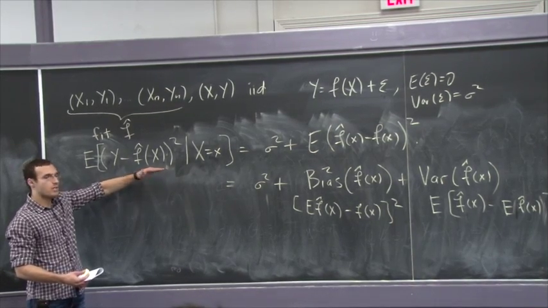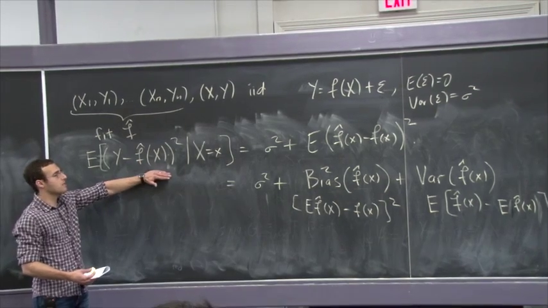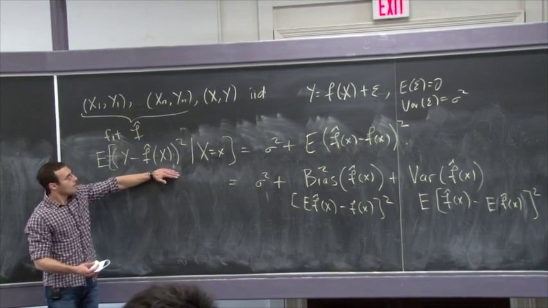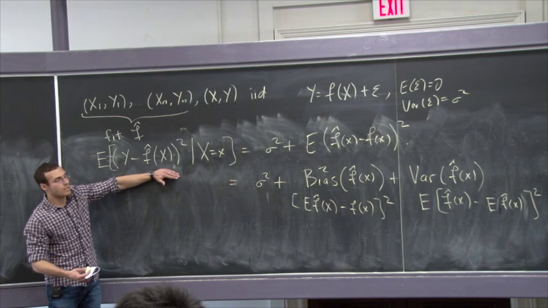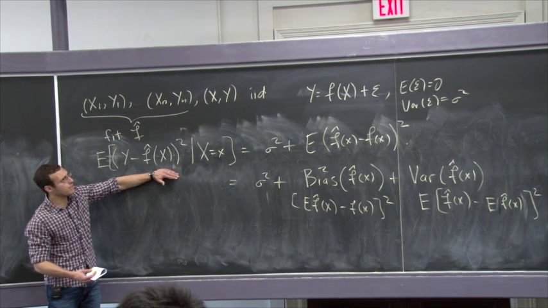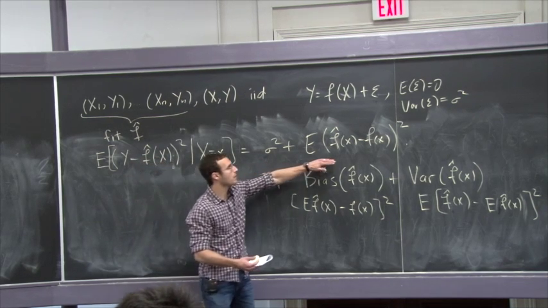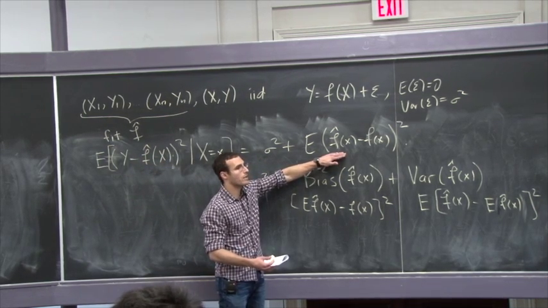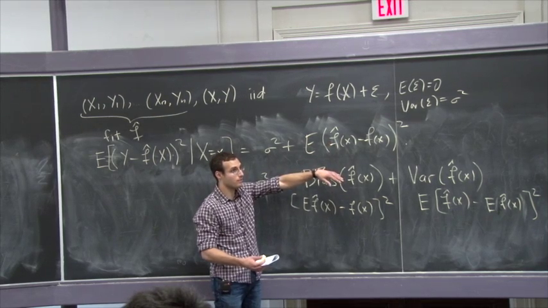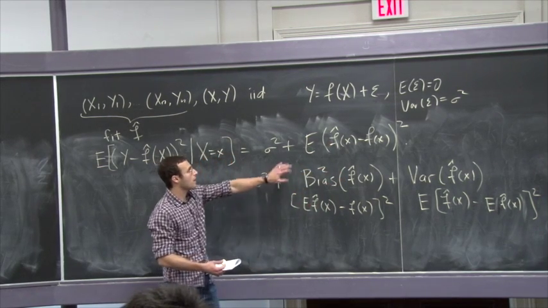I'll just say in words, and if you are unclear about what I'm saying, then try on a piece of paper after class. Add and subtract f of x from this expression and expand the square, and we get this from y minus f of x squared, and we get this from f hat of x minus f of x squared, and the cross term is 0, you'll see. So now we have this.